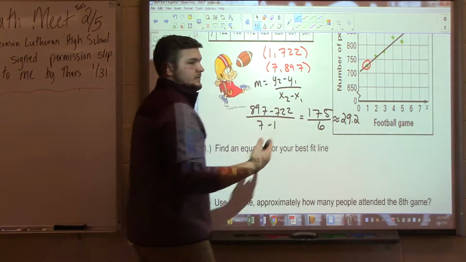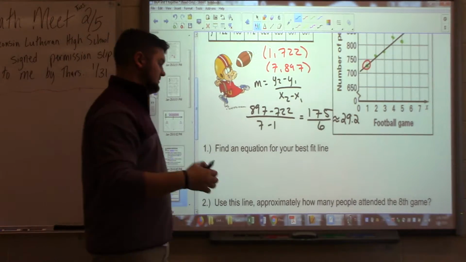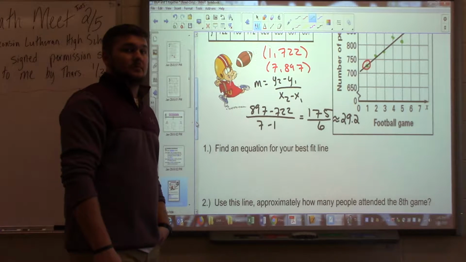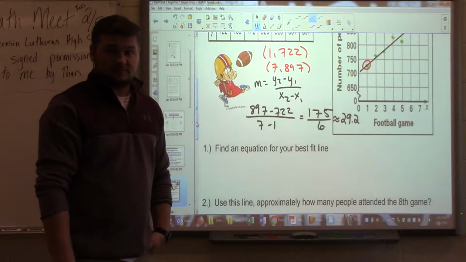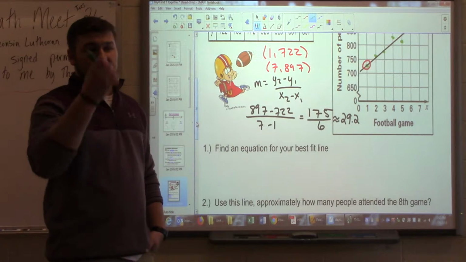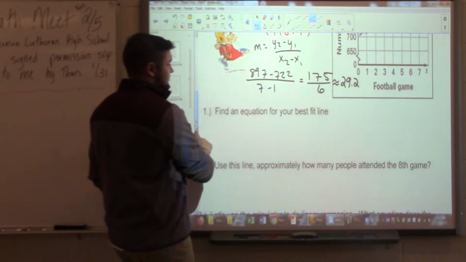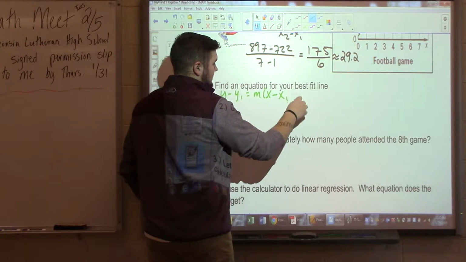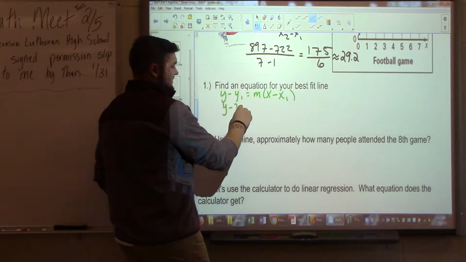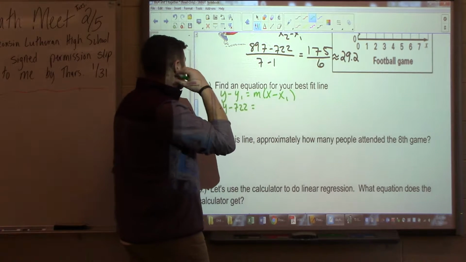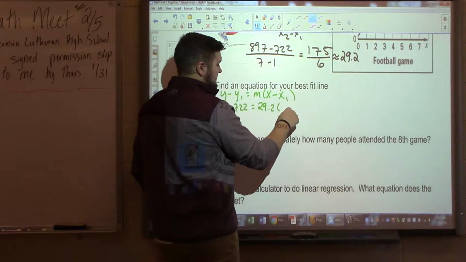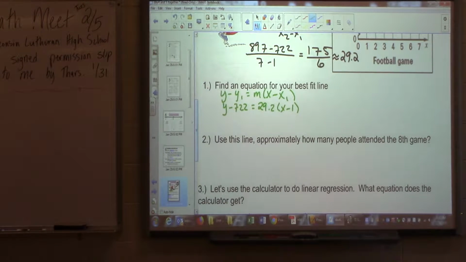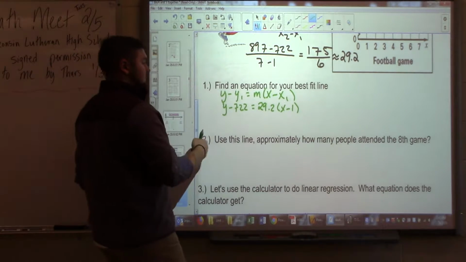So now I have a slope. And I have a point. How do I find my equation? I have a point and I have slope. Point slope form. y minus y1 equals m times x minus x1. Alright, so y minus 722 equals 29.2 times x minus 1. And solve it to get it to slope-intercept form. Right, get it to say y equals so we can find it in slope-intercept.